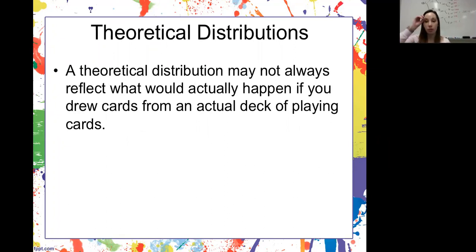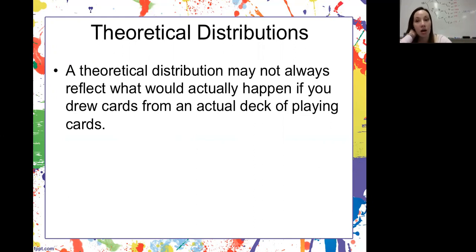This is a really important point. So I talked earlier about how we have our theoretical and our empirical distributions, and that when they overlap, this is good for us because we can come up with probabilities. However, it's really important to note that our theoretical distributions might not always be exactly the same as our empirical distributions. So our empirical distribution may not always reflect what will actually happen in real life when we actually obtain data from the real world.